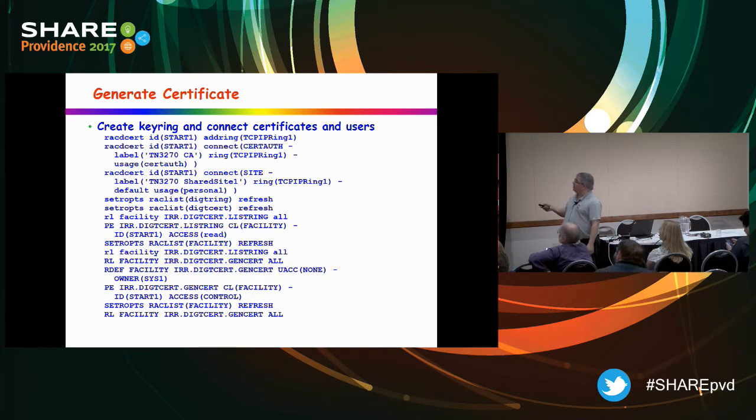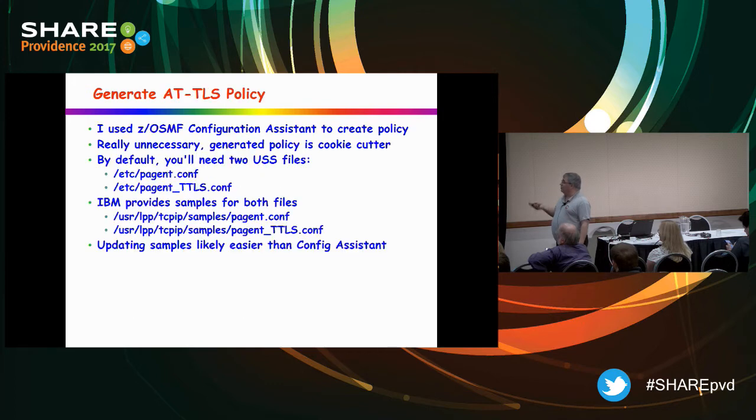Okay, you're going to create the key ring and connect certificates and users. Here my key ring I'm going to call TCPIPRING1, and START1 is because I've got a z/OS system at home, and they use START1 as kind of a default for almost everything. But you would probably have something like TCPIP in here maybe, and things like that. So here's your RACDCERT GENCERT, and so on. Those are all your RACF commands. And if you're CA ACF2 or Top Secret, obviously you use the equivalents.